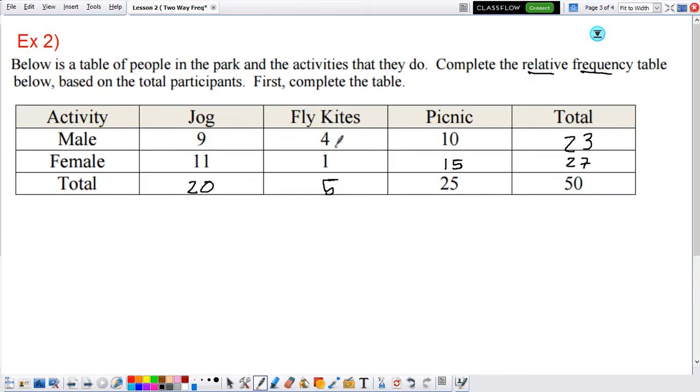So this is how you can read a two-way frequency table. Just one thing to keep in mind is that if you add all the rows, that's the number that goes in total. And the same goes for the columns. If you add the columns, that should be equal to the total. So this is how you can read a two-way frequency table.